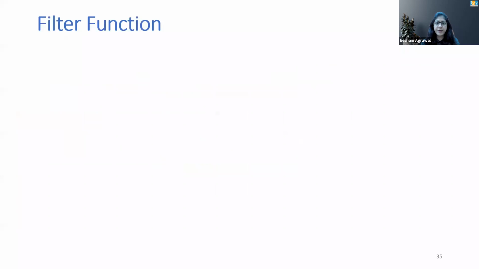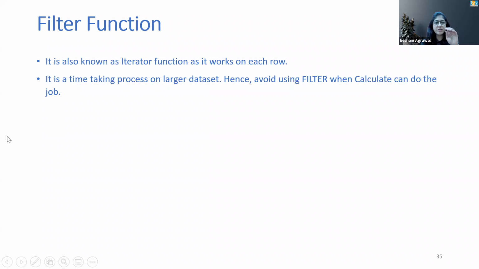So over here, we've taken an example. It works as an iterator function as it works on each row. So on each row, it will go and apply the filter function. It is a time-taking process on a larger database. That's why filter function is not recommended. Calculate is recommended a lot, but filters are not recommended because on a larger database, it is going to take huge time to do the filtering.